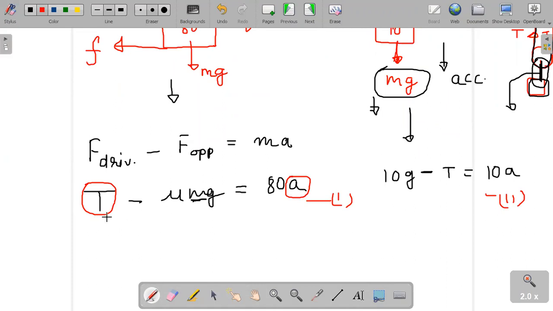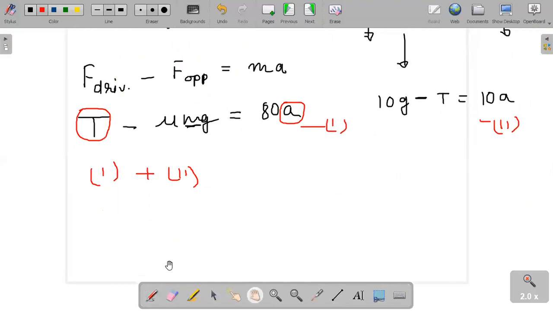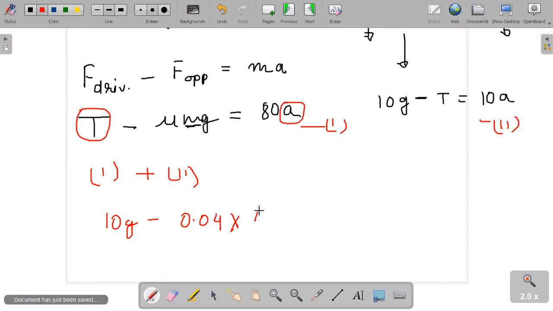So for that, first eliminate the tension. उसके लिए क्या करना होगा? Add कर देंगे तो equation 1 plus equation 2. So 10 into g minus mu, कितना है? 0.04, given in the question. What is M for the heavier block? 80 into g is equal to 90 into A, meaning 80 plus 10, 90.